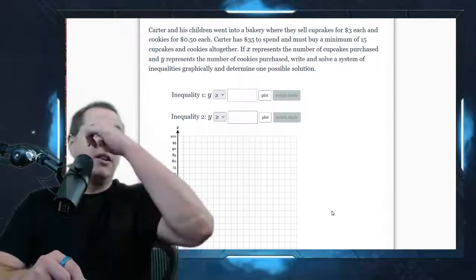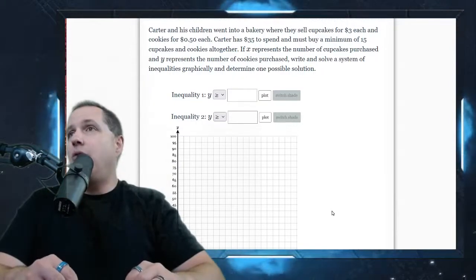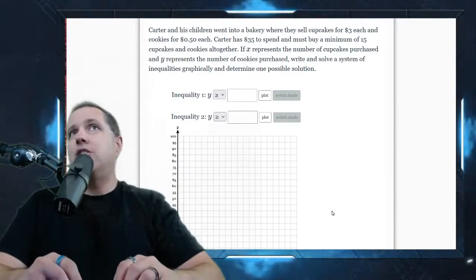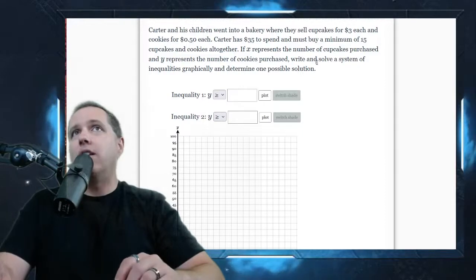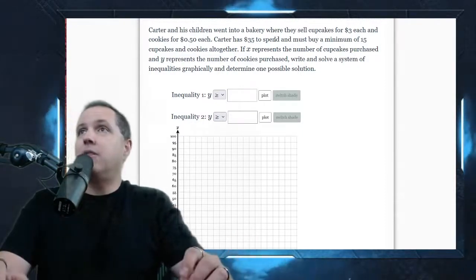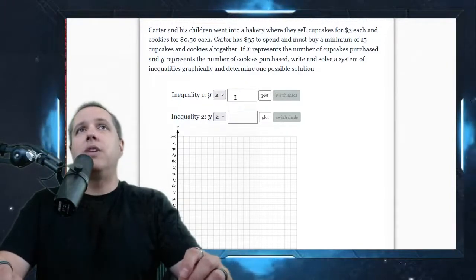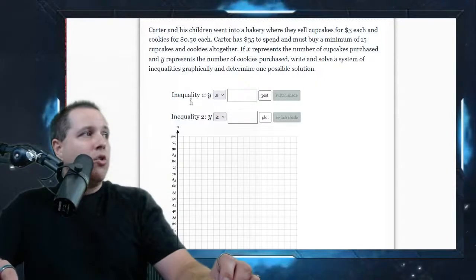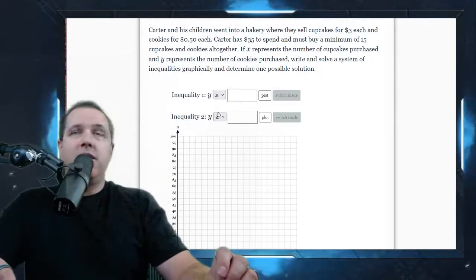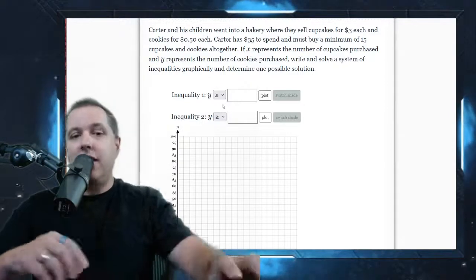Someone's getting cookies. So we have to figure out what are the possible combinations that he can get that can work. They can't be all cupcakes. Could be all cookies, I guess, but then you might have some people complaining. Probably the fairest way to do it. But let's sort of figure this one out. Notice they're forcing you to put things in slope-intercept form. That's okay. Hopefully you're comfortable with that, but it does take a couple extra steps.